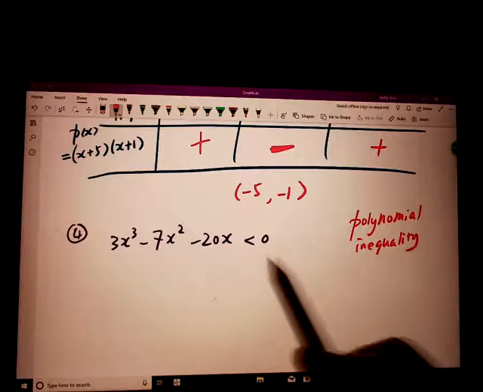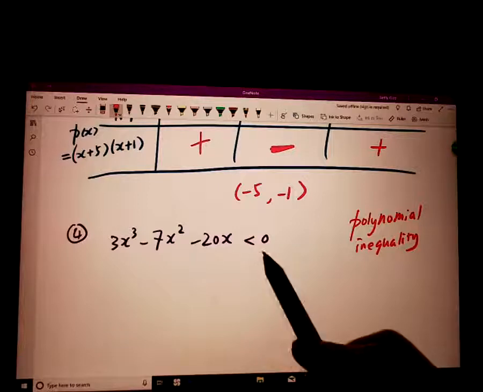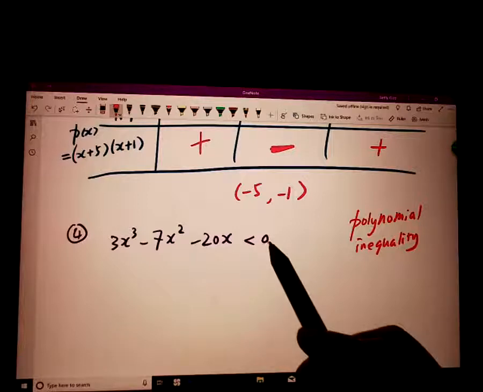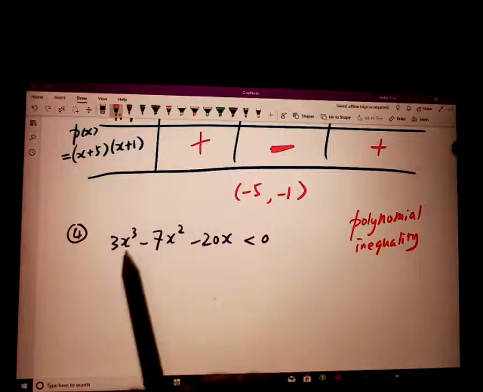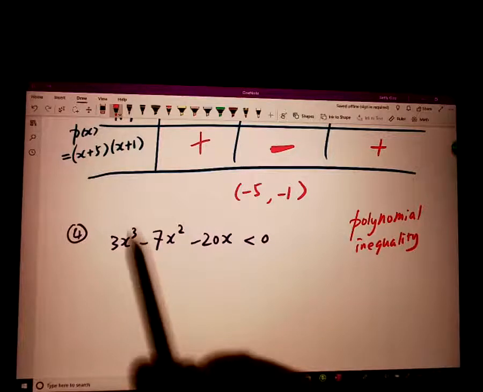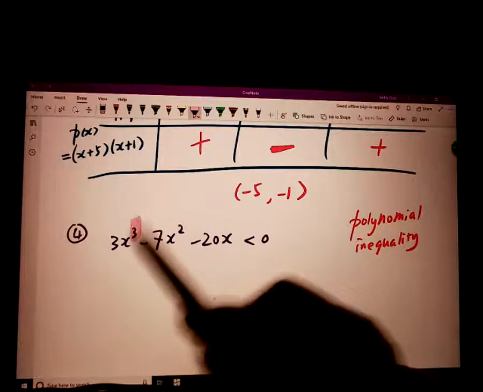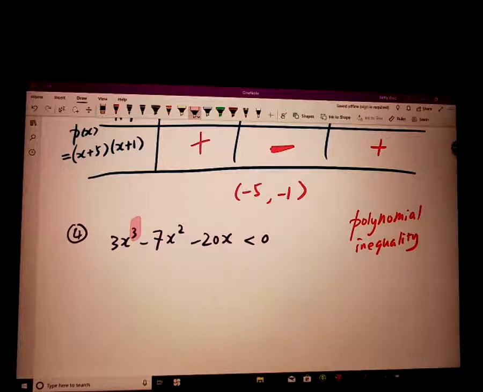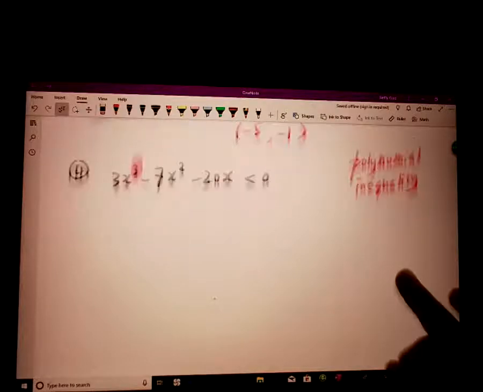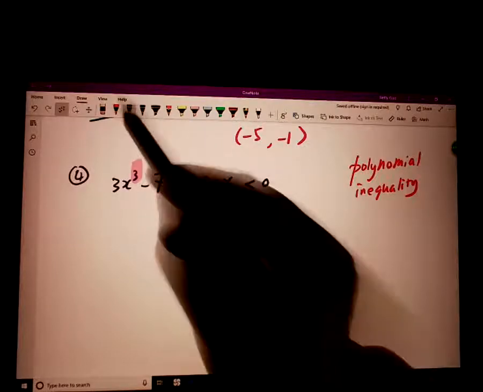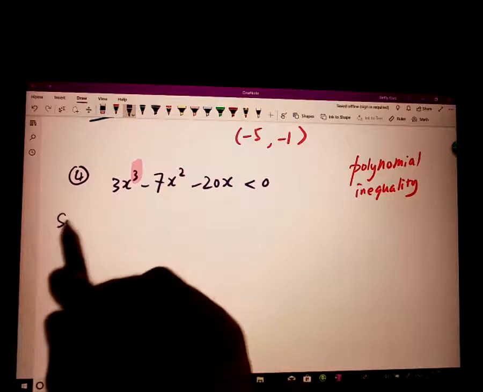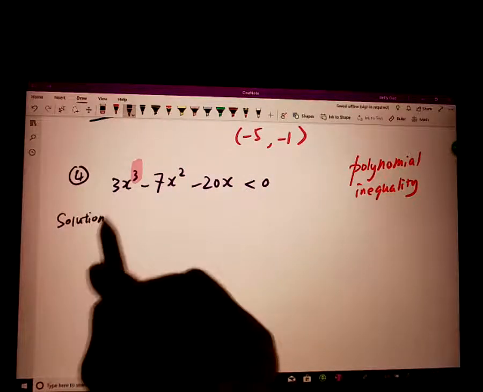The polynomial inequality is in the standard form because the right-hand side is 0 already. The left-hand side is a polynomial with degree, what's the degree? Degree is 3. So it's not a quadratic, right? For a quadratic, we know the degree is 2. So this is a little beyond the scope, but it's good to know, and it would help you to understand the sign chart method. So let's see how we process this problem.